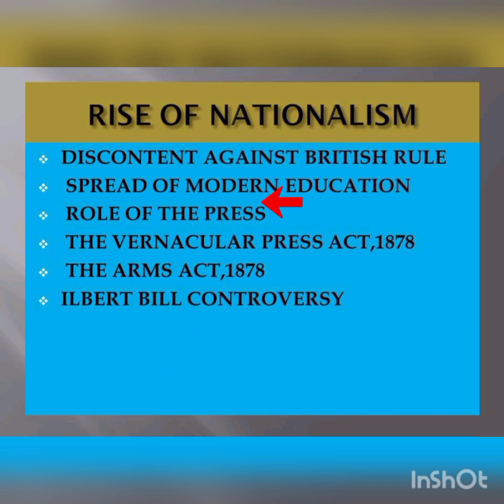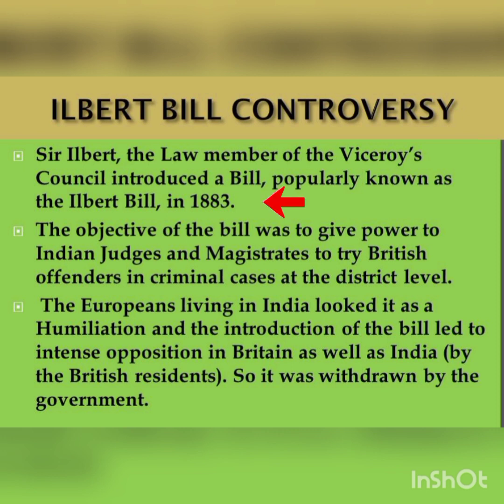So students, in 1883, Lord Ripon's law member Sir Ilbert introduced a bill which is popularly known as the Ilbert Bill. The objective of the bill was to give power to Indian judges and magistrates to try British offenders in criminal cases at the district level. But the Europeans living in India looked at it as a humiliation, and the introduction of the bill led to intense opposition in Britain as well as in India by the British residents. So it was withdrawn by the government then.